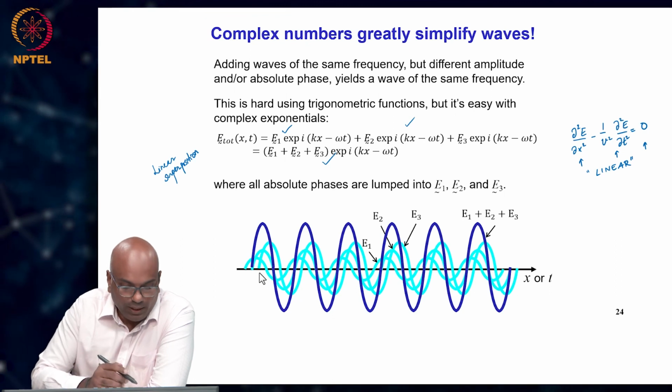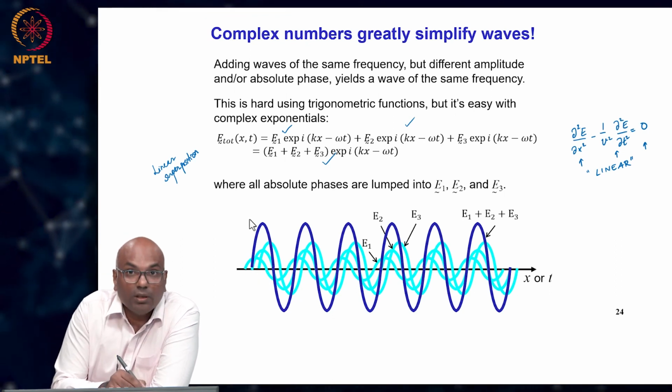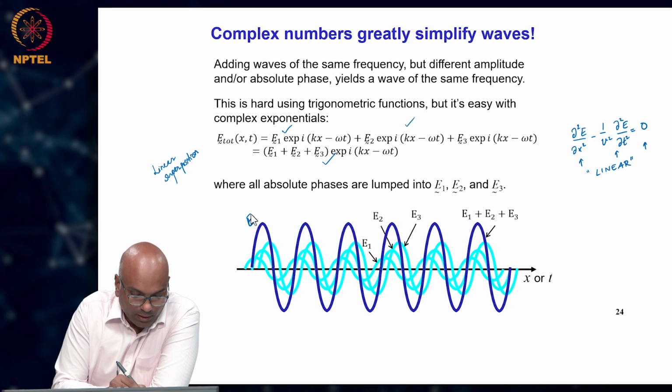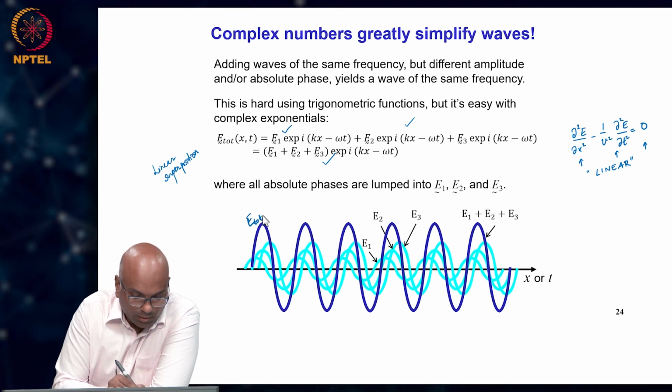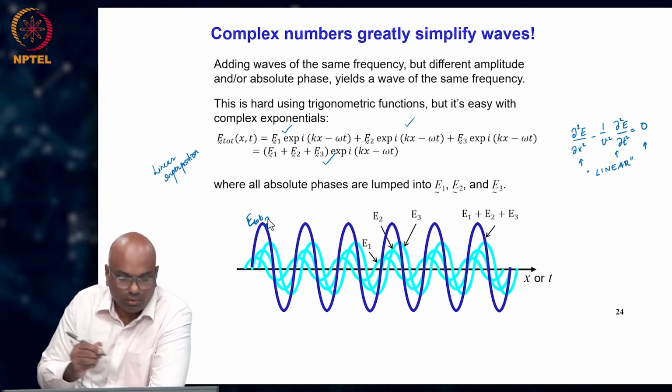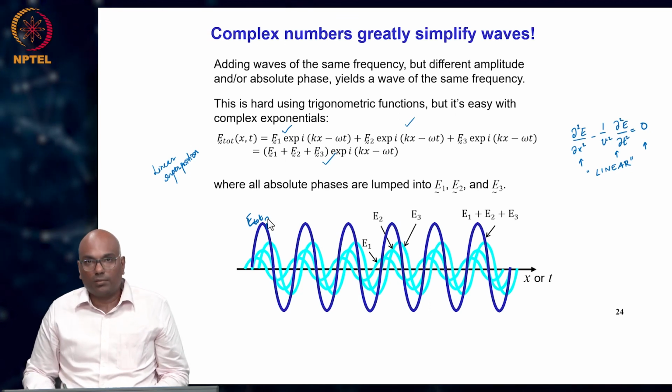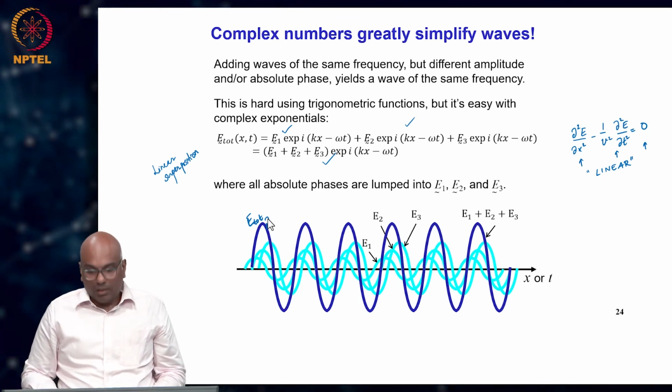The sum E total of these three waves is denoted by this thick blue line, which is this. Let's move on now.